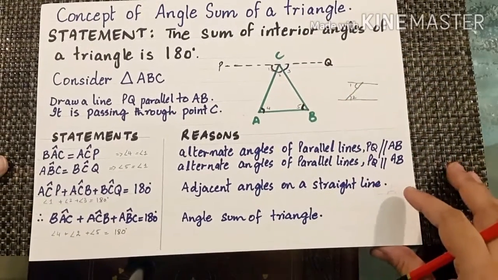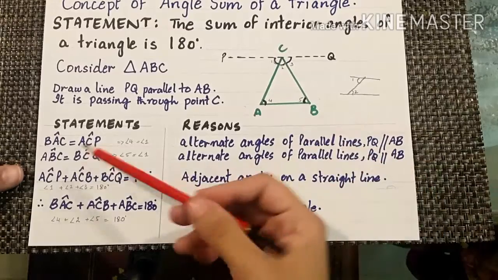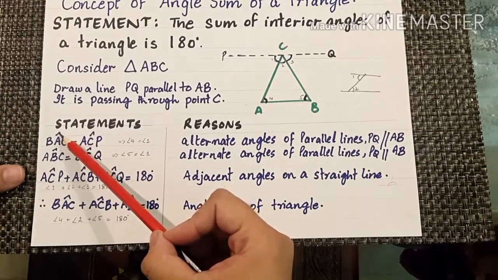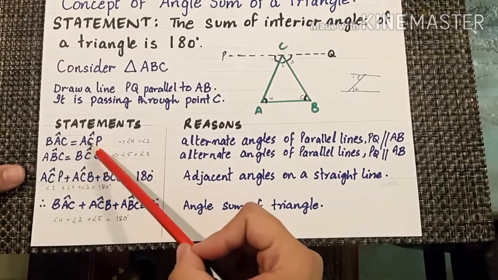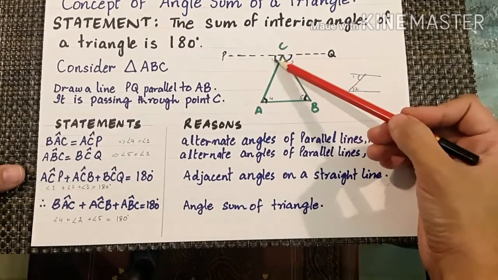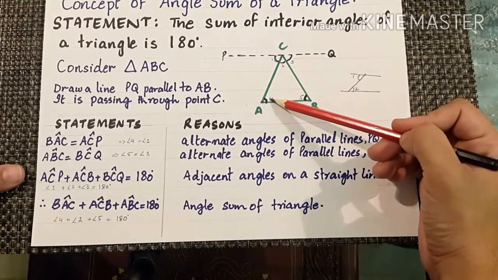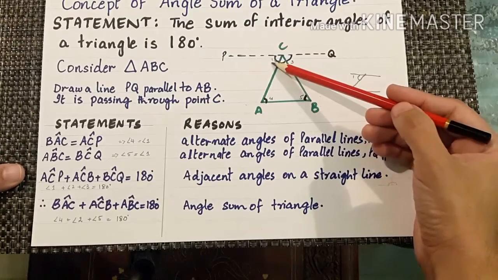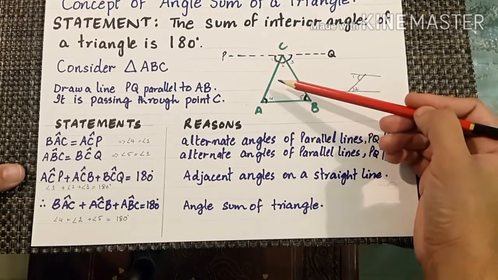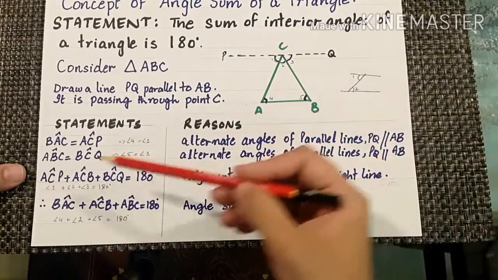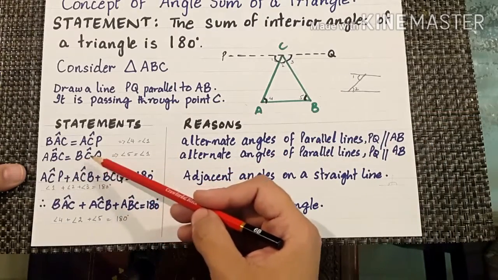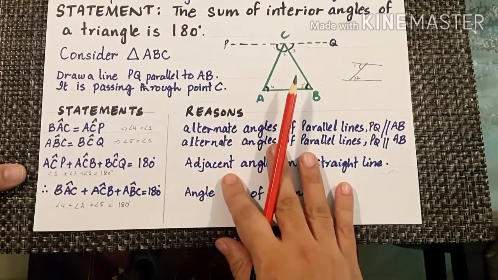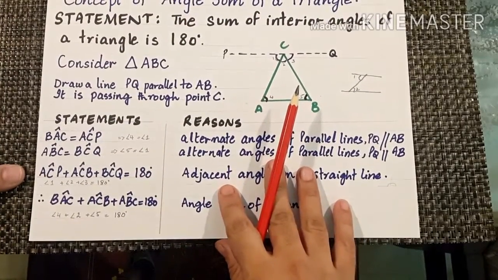In terms of writing them like this, BAC and the sign of angle at A, this means that angle A is equal to angle C over here. Angle 4 is equal to angle 1 because they are the alternate angles of parallel lines. Similarly, angle ABC is equal to angle BCQ.